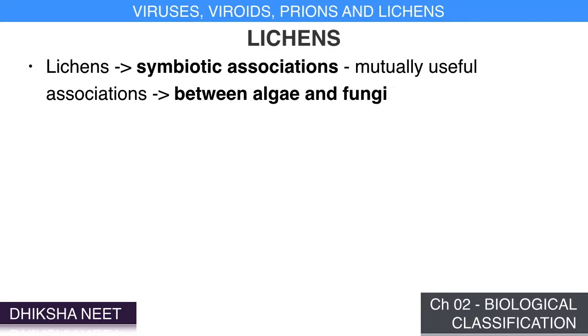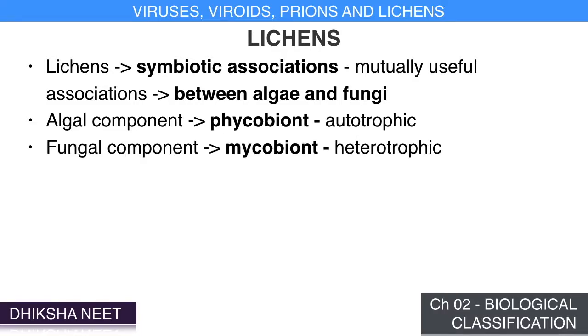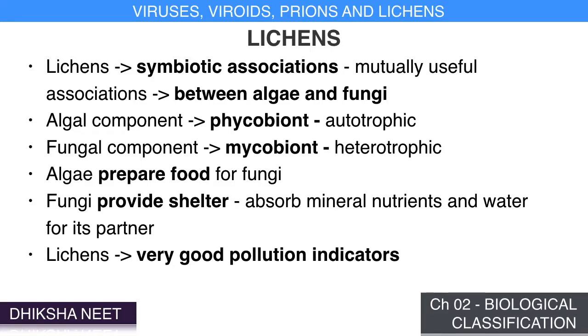Lichens. Lichens are symbiotic associations, that is, mutually useful associations, between algae and fungi. The algal component is known as phycobiont, and the fungal component as mycobiont, which are autotrophic and heterotrophic, respectively. Algae prepare food for fungi, and fungi provide shelter, and absorb mineral nutrients and water for its partner. So close is their association that, if one saw a lichen in nature, one would never imagine that there were two different organisms within it. Lichens are very good pollution indicators. They do not grow in polluted areas.